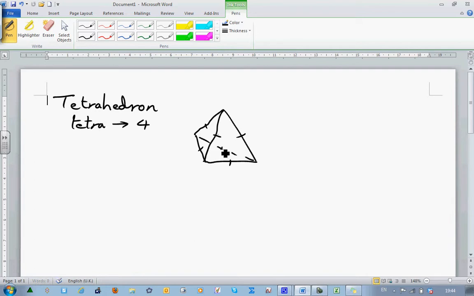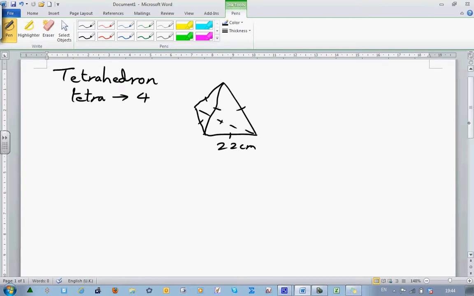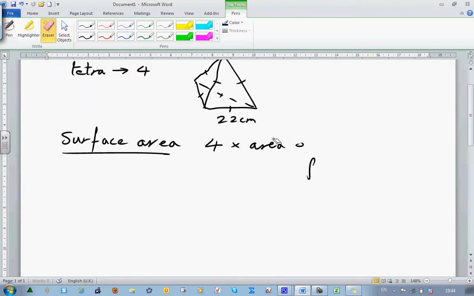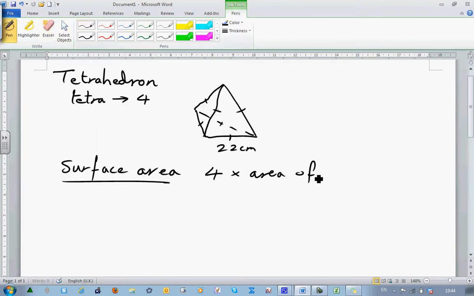And so what we have here is a shape, and we were told each edge was 22 centimeters long. So each of the edges is 22 centimeters, and we were asked to find the surface area. To find the surface area, we want 4 times the area of each face. If you can find the area of one face, we're done.